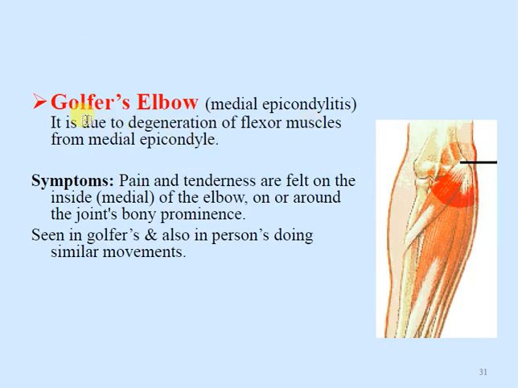But from there we have golfer's elbow. The difference between tennis and golfer's elbow is that this one occurs at the medial epicondyle. Tennis is lateral, golfer's is medial. It is due to degeneration of the flexor muscle origin from the medial epicondyle. In symptoms we get pain and tenderness affecting the inside, the medial side, seen in golfers and also in persons doing similar movements. These were given names just according to how they can occur in different people.